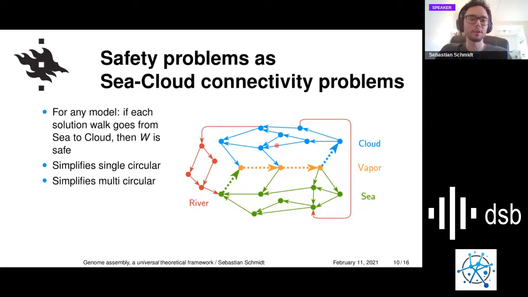On the other hand, if there is a river, we remember from the connectivities, the river can only be entered from the cloud, can only be exited into the sea. So to cover the river with a circular walk, we definitely need to go from cloud to sea, and then also from sea back to cloud, because our walk is circular. So if there's a river, then in the multi-circular model, our walk W is safe.